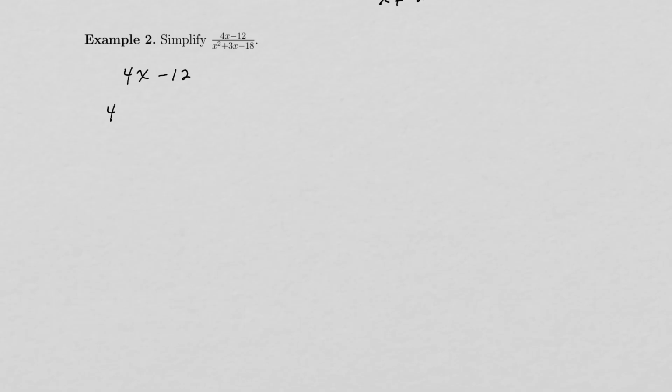Right, it's common to both terms. I'm left with x minus 3. And then for the denominator, let's see, I want x squared plus 3x minus 18. Remember, we can use the BC rule.